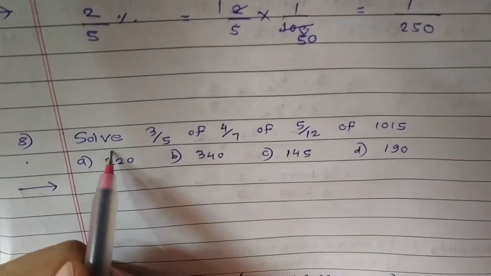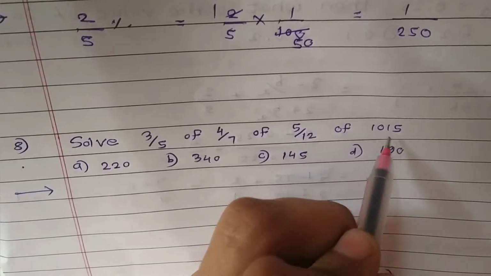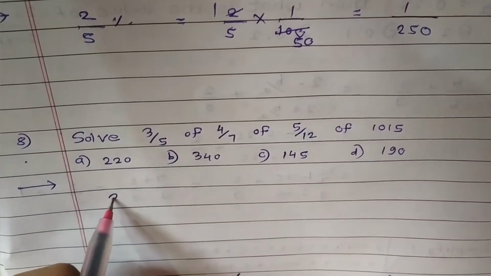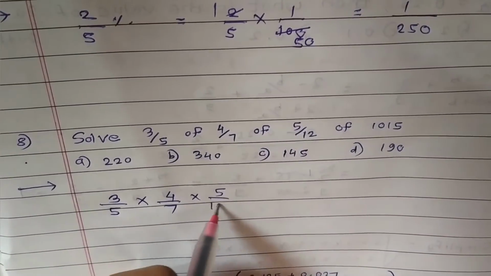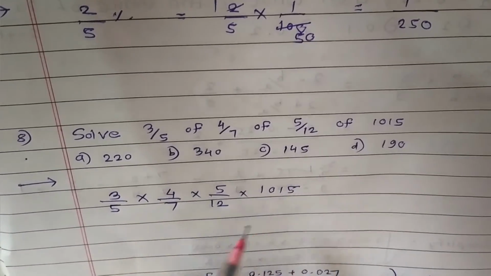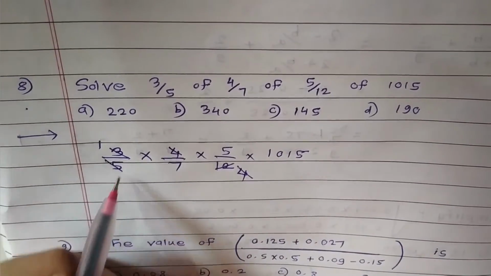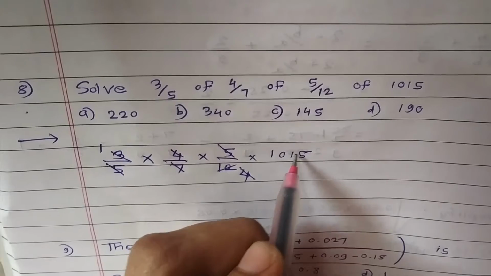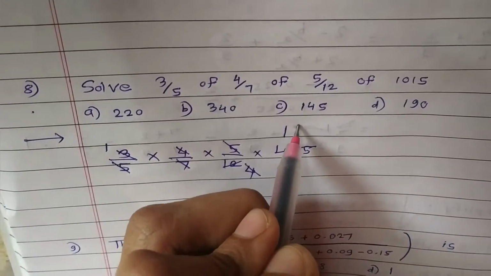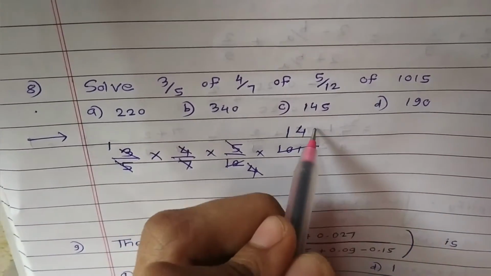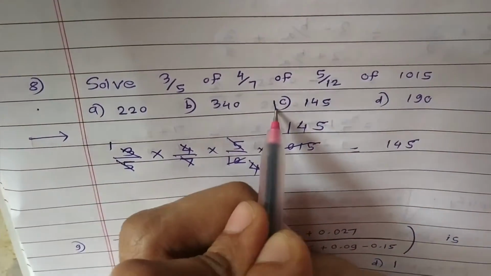Next example is solve 3 by 5 of 4 by 7 of 5 by 12 of 1015. So this can be solved as 3 upon 5 into 4 upon 7 into 5 upon 12 into 1015. 3 4s are 12. This 4 gets cancelled with this 4. Also 5 gets cancelled with this 5 and 7 1s are 7, carry 3, it will become 31. 7 4s are 28, carry 3 and 7 5s are 35. Hence which is equal to 145. Hence your option C is correct.